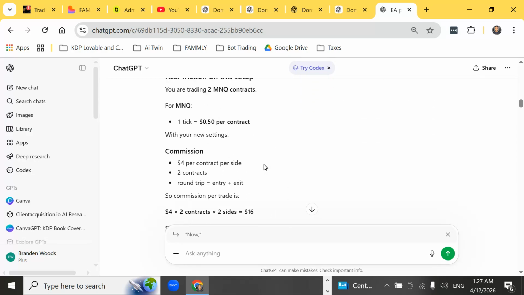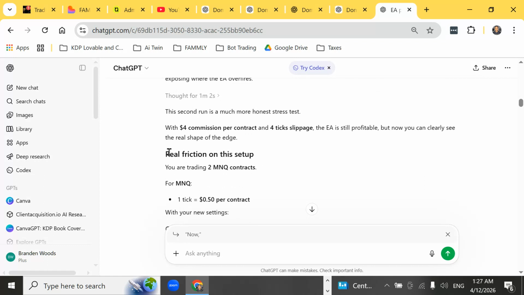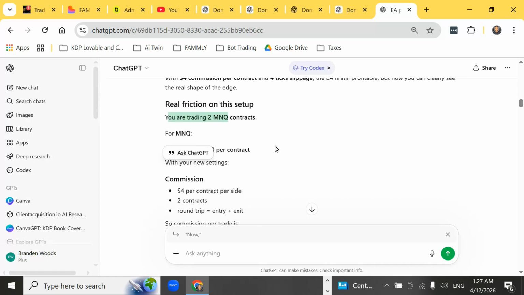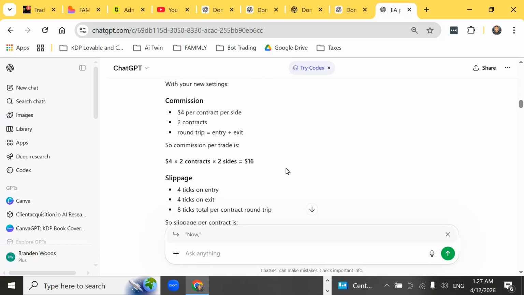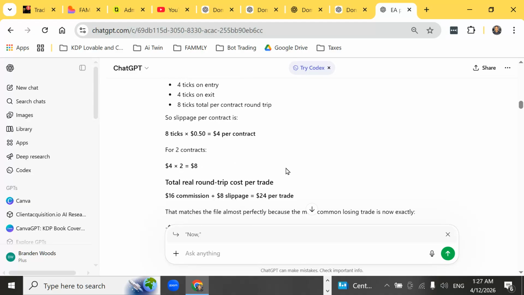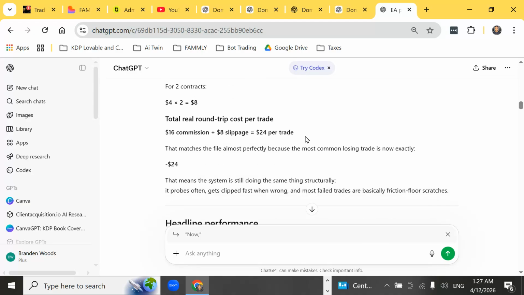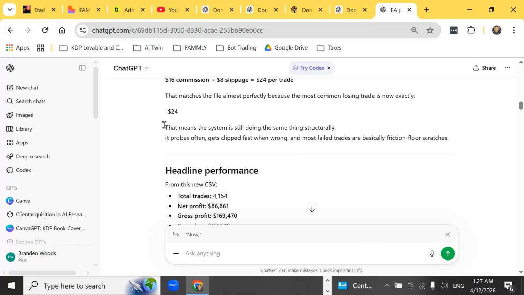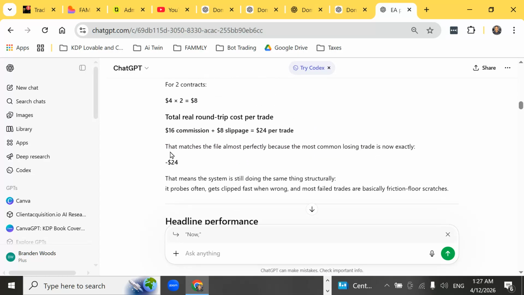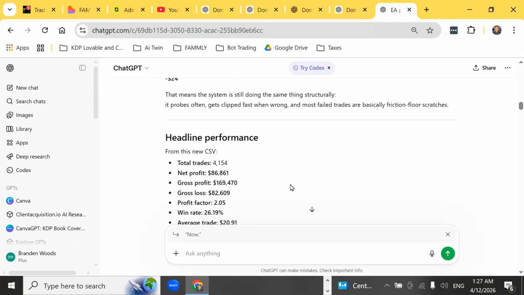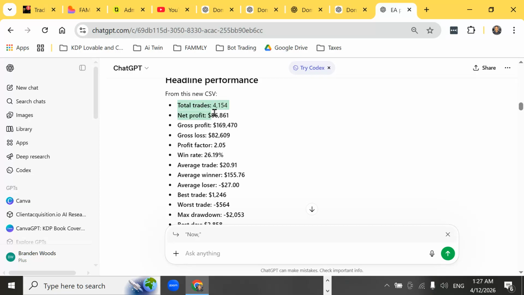like it says right here, real friction on this setup. Two contracts, one tick, 50 cents per contract commission, slippage, round trip costs, is calculating everything. That means your system is still doing the same thing structurally. That matches the file almost perfectly. And these were the numbers.